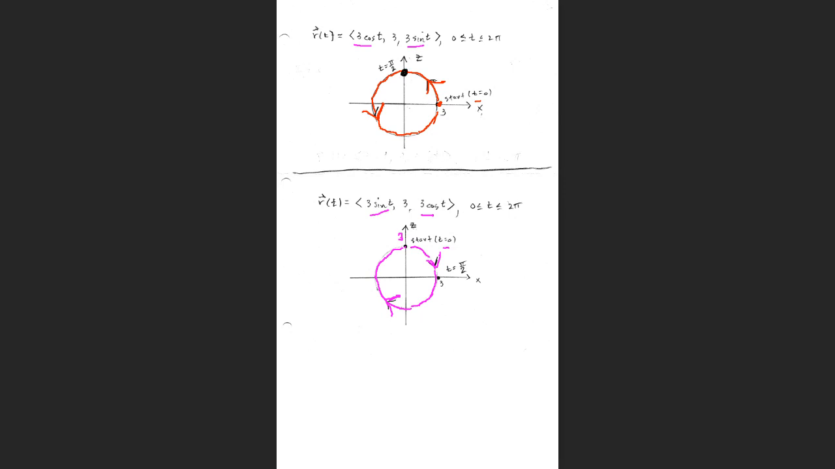Here are the high points, where z is 3. It's the second space curve with this parameterization, where x is 3 sine t, y is 3, and z is 3 cosine t. It's the second space curve that, from the high point, moves in the positive x direction. And that's the parameterization you're going to use for r of t.